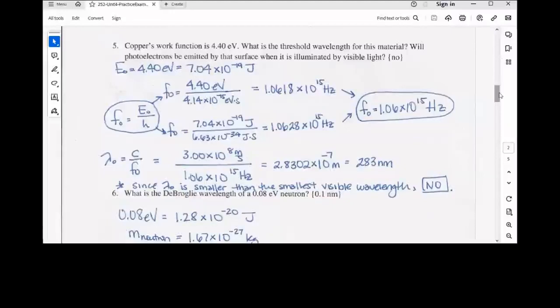Next, copper's work function is 4.40 electron volts. What is the threshold wavelength for this material? Will photoelectrons be emitted by that surface when it is illuminated by visible light? So any metallic surface is capable of producing photoelectrons, but we can't say that any wavelength of light will be capable of liberating photoelectrons from a specific material.